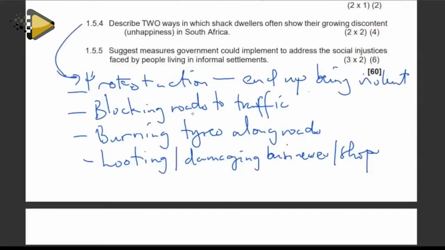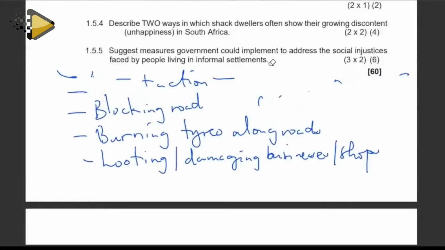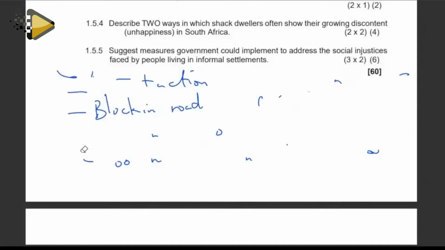We move on to the last part of question number 1.5.5. Suggest measures the government could implement to address the social injustices faced by people living in informal settlements. What can be done to try and improve the conditions of life of people living in informal settlements? Right, this is now the duty of the government. What can the government do to try and address the injustices in the informal settlements?